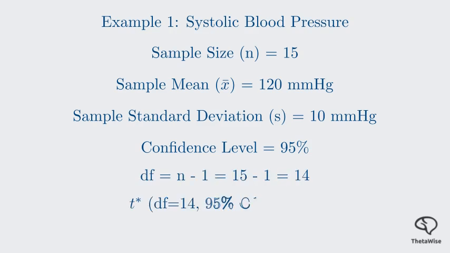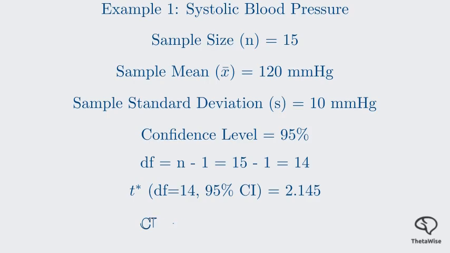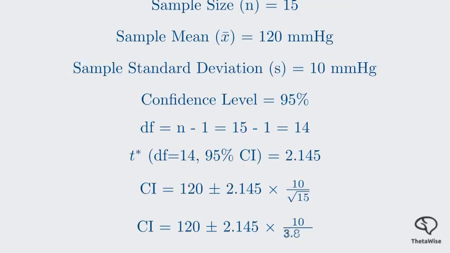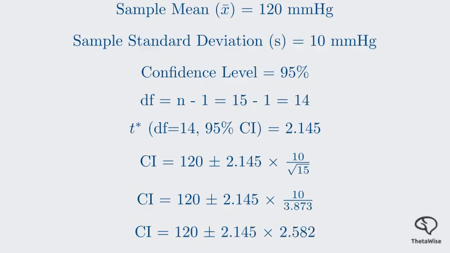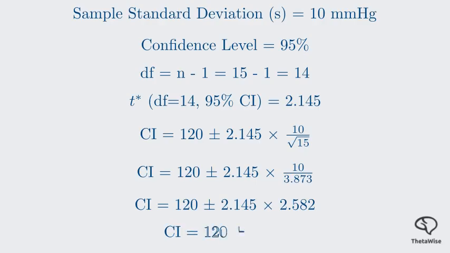Next, we find the t-critical value. For a 95% confidence interval with 14 degrees of freedom, the t-star value is 2.145. Now we can plug everything into our formula. The interval is 120 plus or minus 2.145 times the quantity 10 divided by the square root of 15. Calculating the standard error, we get 10 divided by 3.873, which is about 2.582. Multiplying by t-star, our margin of error is 5.536.